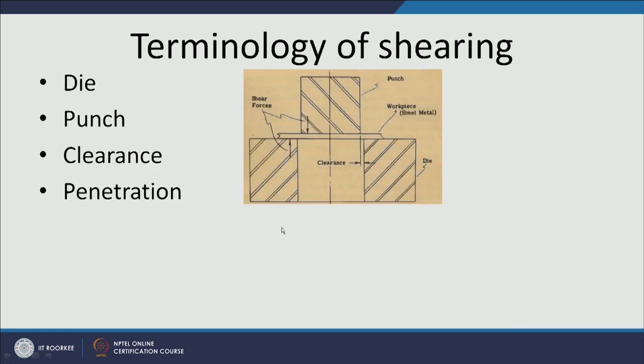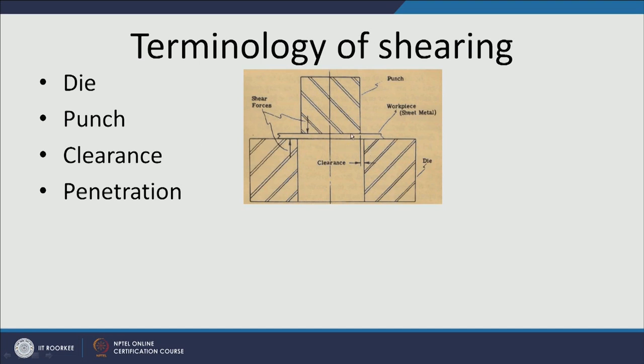So, for punching purposes, what kind of configuration is used? Like I have mentioned, at the top we have the punch, and on the lower side we have one die, and between these two the strip is placed, and there is always some gap between the punch and the die, which is termed the clearance.